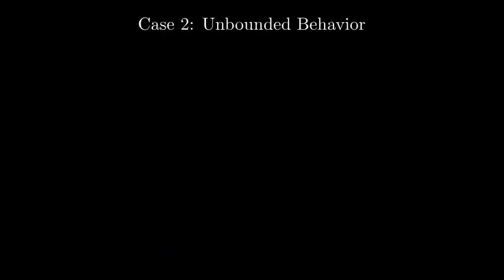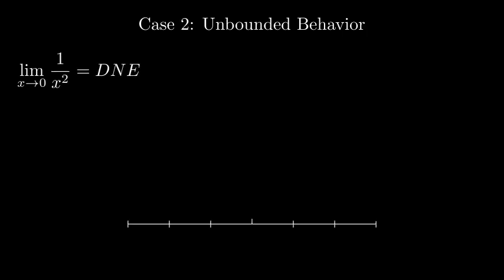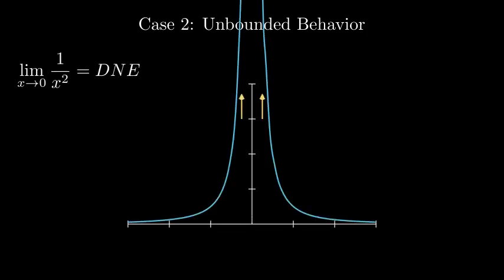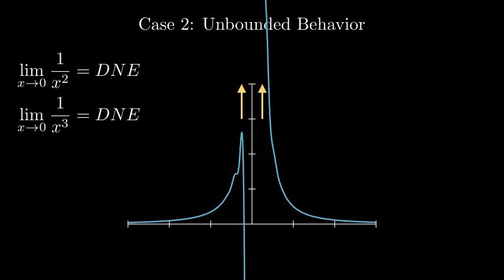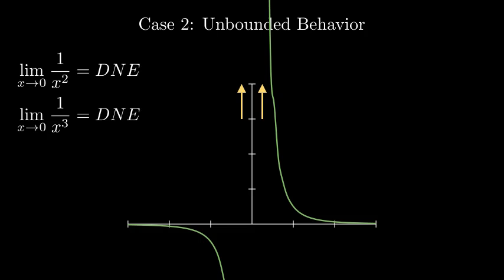The second situation occurs when the graph grows without bound near the point. From both sides, the function increases without bound. It never approaches one finite value. Likewise, 1 over x cubed also has no limit. Notice that now the graph approaches -infinity from the left and +infinity from the right.